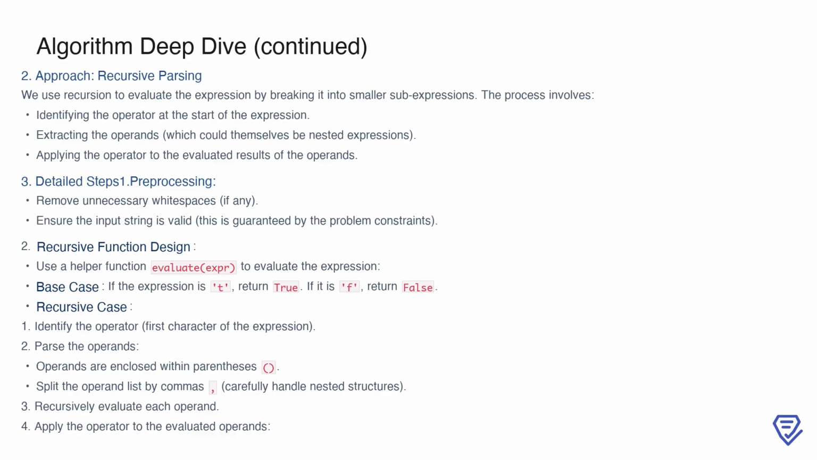To break this down further, pre-processing is done first to remove unnecessary whitespace, though the input is guaranteed to be valid as per the problem constraints. Then, a helper function, such as evaluate expr, is designed for recursive evaluation. If the expression is a single operand like t or f, we return true or false directly. Otherwise, for more complex cases, we identify the operator, parse the operands, and recursively evaluate each operand before applying the operator to produce the final result.